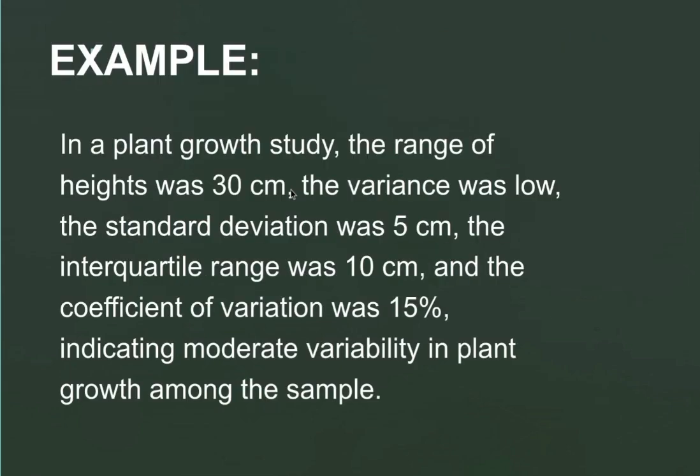For example, in the plant growth study, the range of height was 30 centimeters. The variance was low. The standard deviation was 5 centimeters. The interquartile range was 10 centimeters, and the coefficient of variation was 15%, indicating moderate variability in plant growth among the sample.